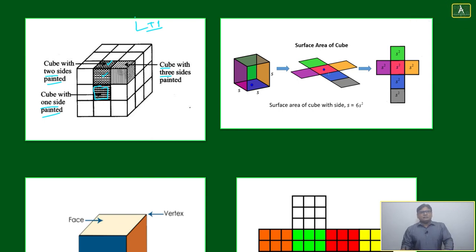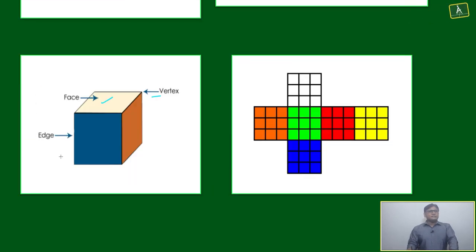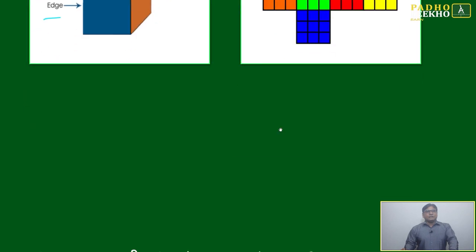Like here, surface area, we can make it 6 equal square shapes, S square, S square, S square, total. Already I discussed this. This is called face, this is called vertex, this is called edge. Sometimes corner will be told as a vertex. Just suppose we are painting by 6 different colors like Rubik's cubes, then how will it look once you are opening the Rubik's cube? These 6 square faces are 6 different colors: white, green, blue, red, yellow, and orange.